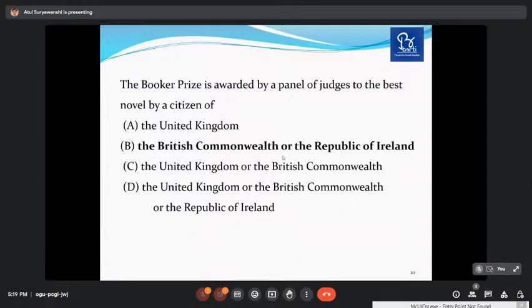You know, the options are very closely associated with each other. So, options are offered in such a way in the examination that the candidates get confused. So, these are baffling, puzzling options. The correct answer is B, the British Commonwealth or the Republic of Ireland. And as I told you about the Booker Prize in my previous lecture, we discussed the important works and the writers who received the Booker Prize in literature.